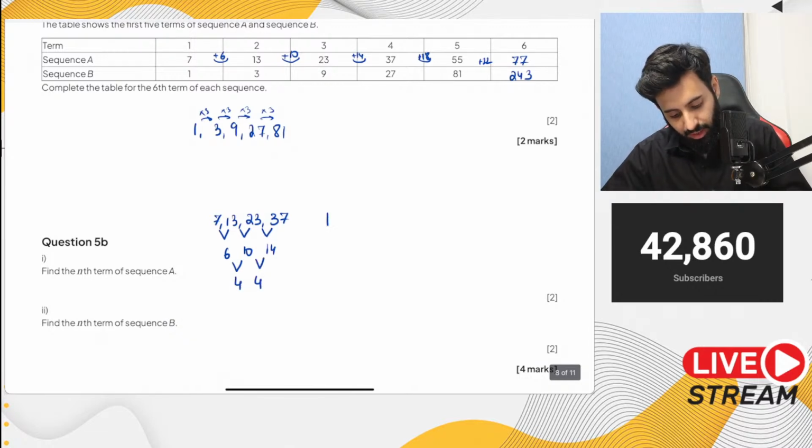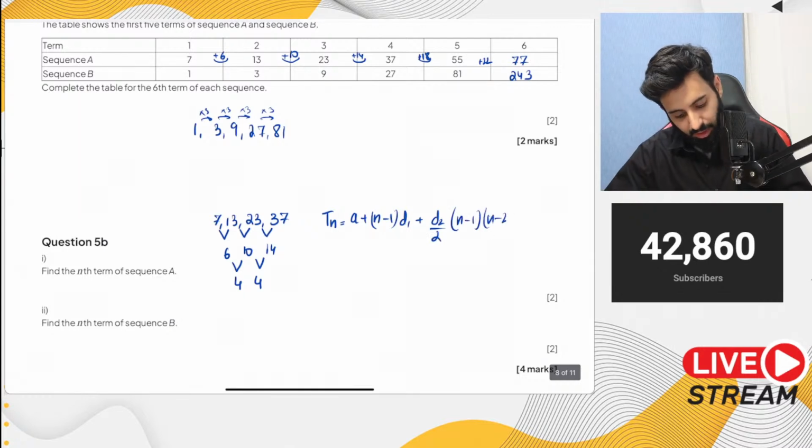So we find the general term of a quadratic sequence, which is equal to a plus (n minus 1) into d1 plus d2 upon 2 into (n minus 1) into (n minus 2). Okay, so a is 7. So 7 plus (n minus 1) into the first difference, which is 6, plus the difference of the difference into n square minus 3n plus 2.